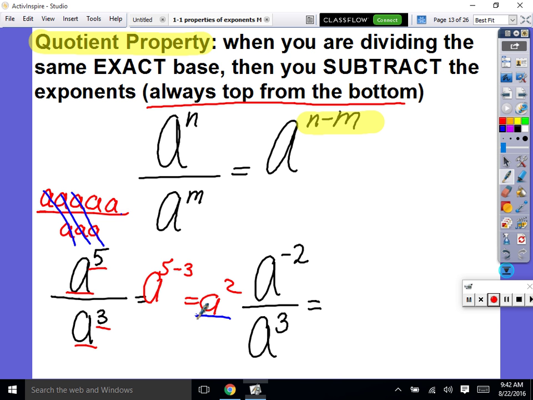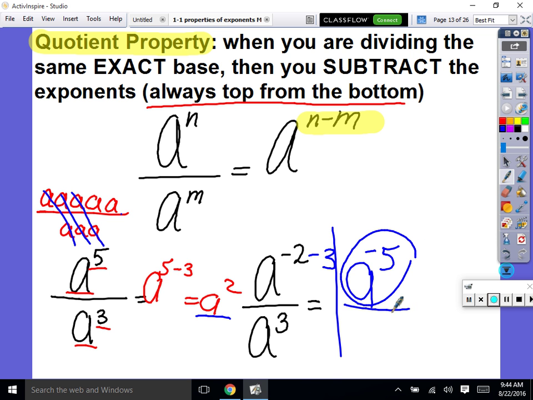So looking at this one, a to the negative 2 divided by a cubed. The bases are the same, so you subtract the exponents. You subtract the top from the bottom. So aren't we going to be doing negative 2 minus 3, the bottom? Divide, then you subtract. Yes or no? Okay, so we have a to the negative 2 minus 3, which is negative 5. Is that answer acceptable? No, right? We flip it over a fraction. So we have 1 over a to the positive 5. Does everybody understand? When you divide, then you subtract.